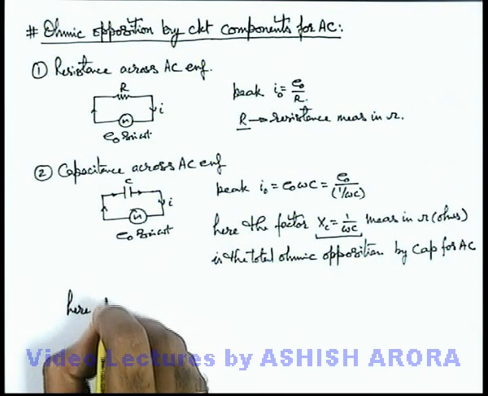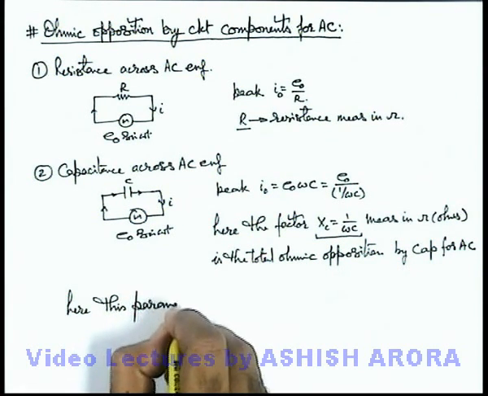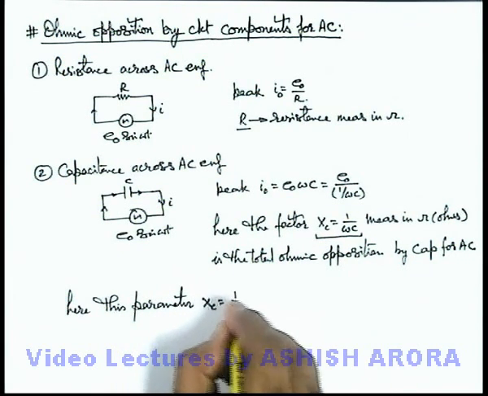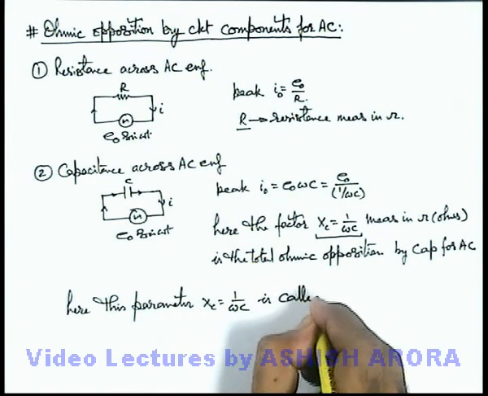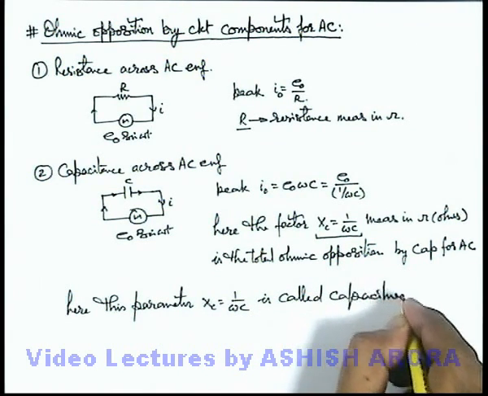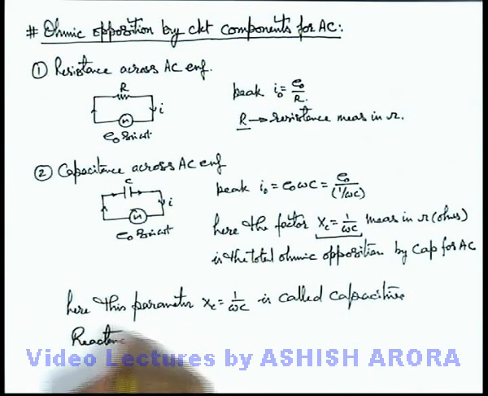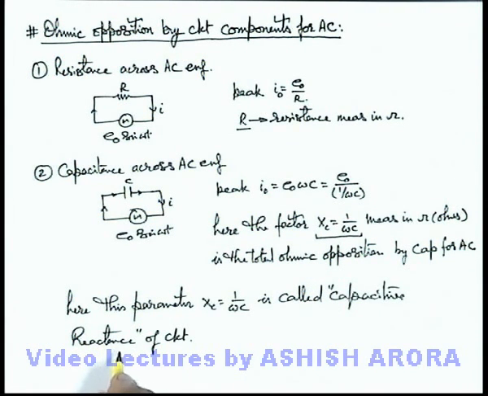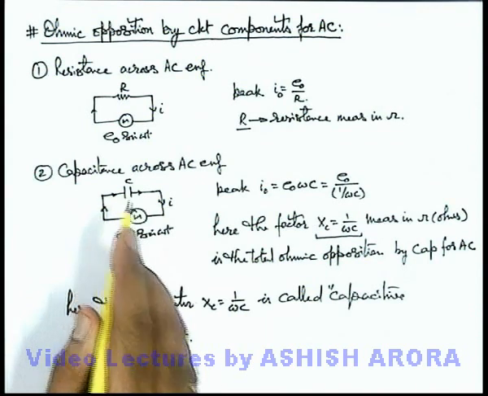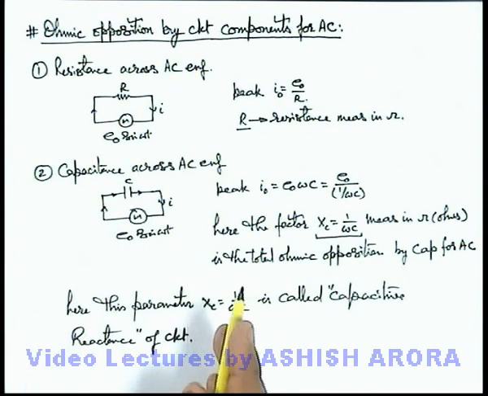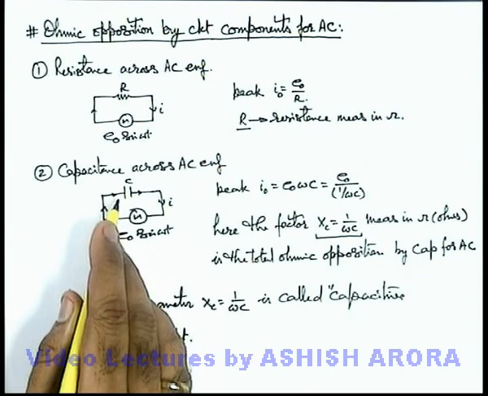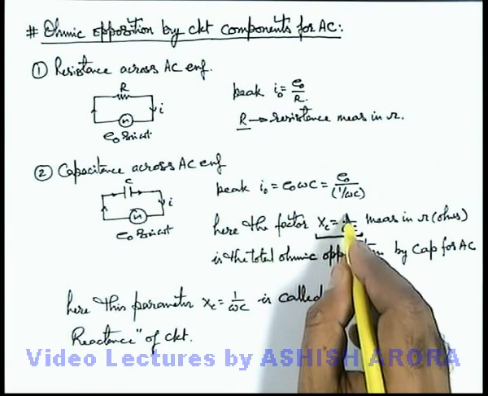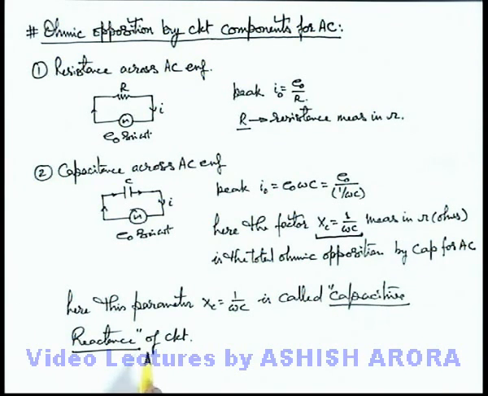Here, this parameter which we are writing as XC, equal to 1 by omega C, is called the capacitive reactance of the circuit. Capacitive reactance is the total ohmic opposition provided by the capacitor connected in an AC circuit. We know well that when a capacitor is connected in a DC circuit, in a steady state no current flows through the capacitor and it behaves like infinite resistance or an open circuit. But in case of alternating current, it provides a finite ohmic opposition equal to 1 by omega C, and it is called the capacitive reactance of the circuit.